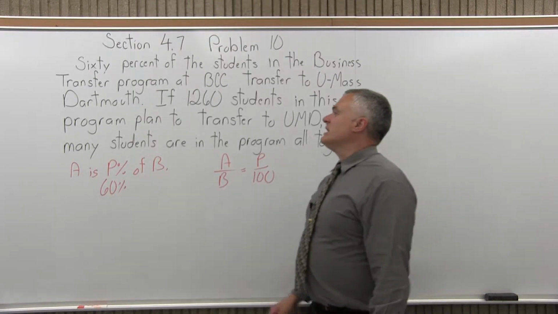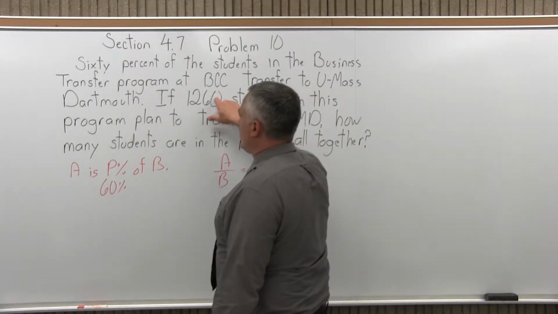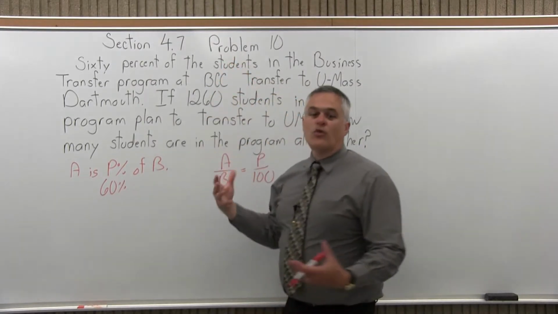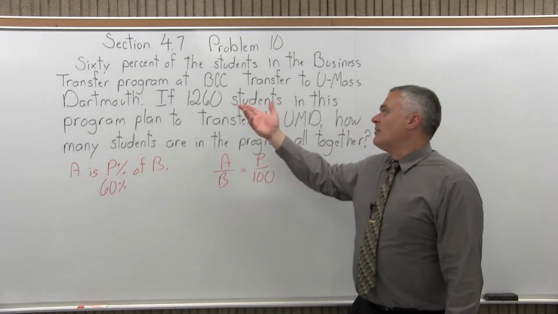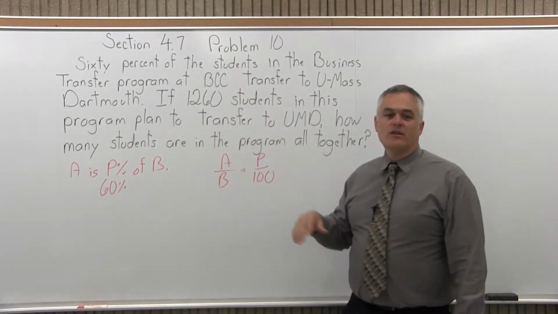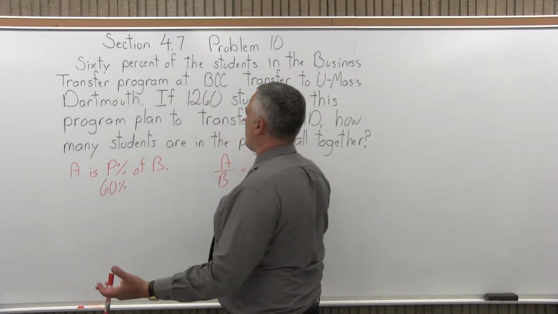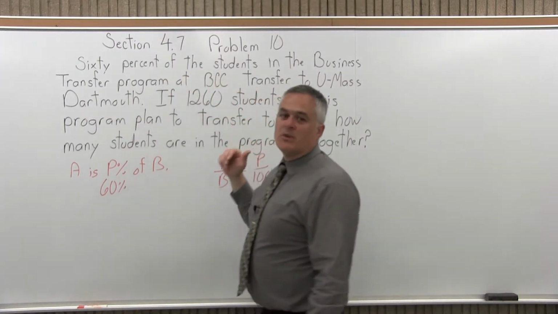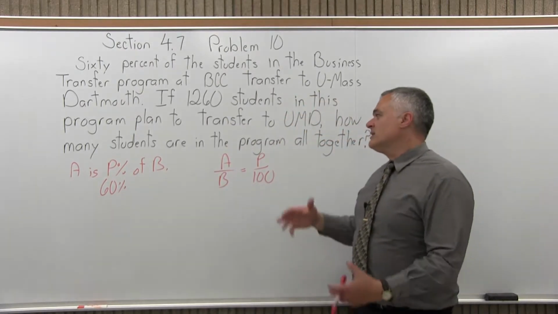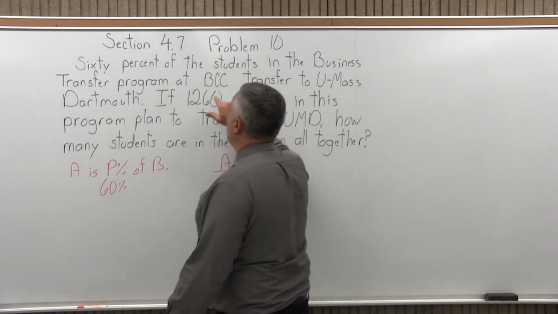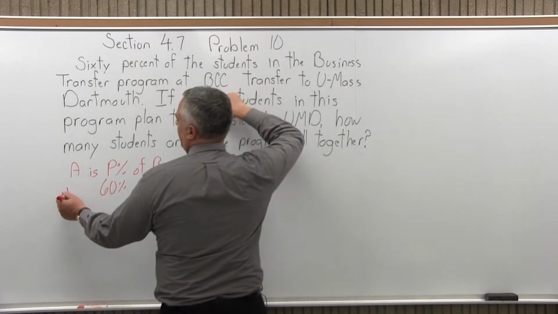Well, it does have to be the A. So you're saying 1,260 is 60% of the overall number. So if it was half, you figure somewhere in the neighborhood of 2,500 to make a quick estimate is the total program. 60% of them go to UMass because it's the closest school, and the others go to a variety of other schools. So the 1,260 is the A.